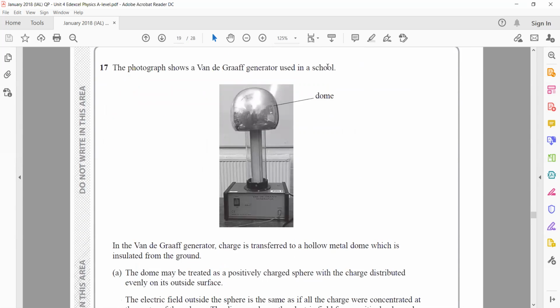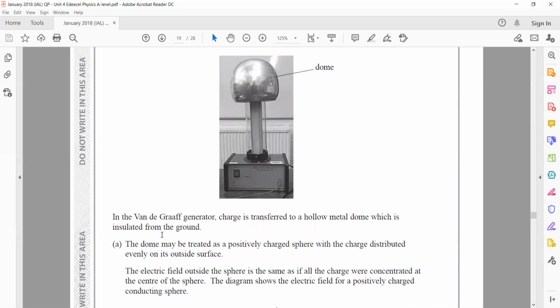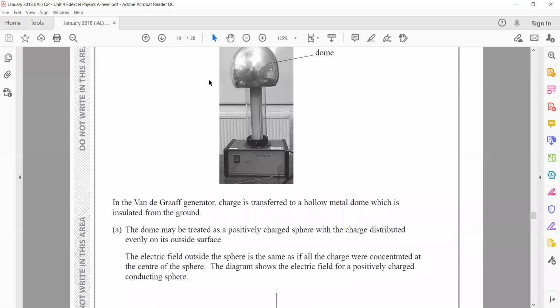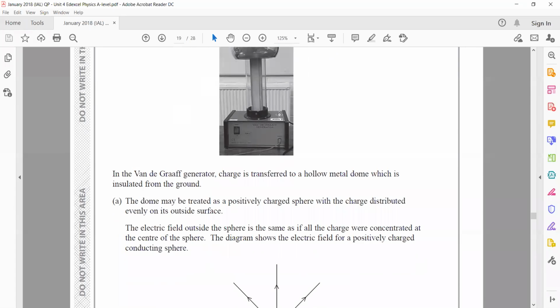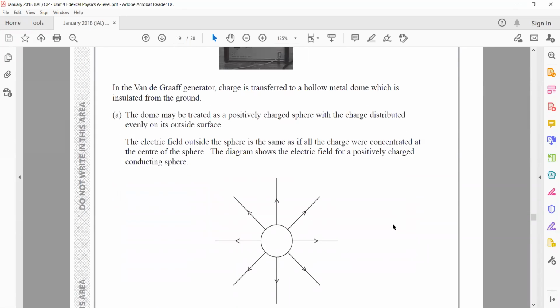The photograph shows a Van de Graaff generator used in a school. In a Van de Graaff generator, a charge is transferred to a hollow metal dome which is insulated from the ground. The dome may be treated as a positively charged sphere with a charge distributed evenly on the surface, and the electric field outside the sphere is the same as if the charge were concentrated at the center.